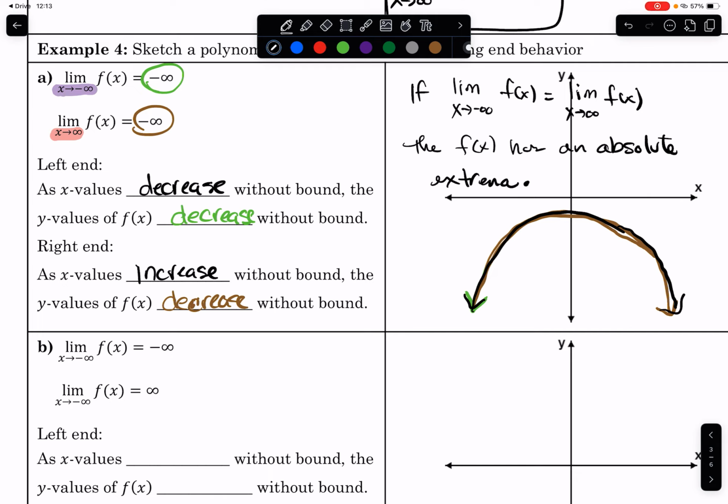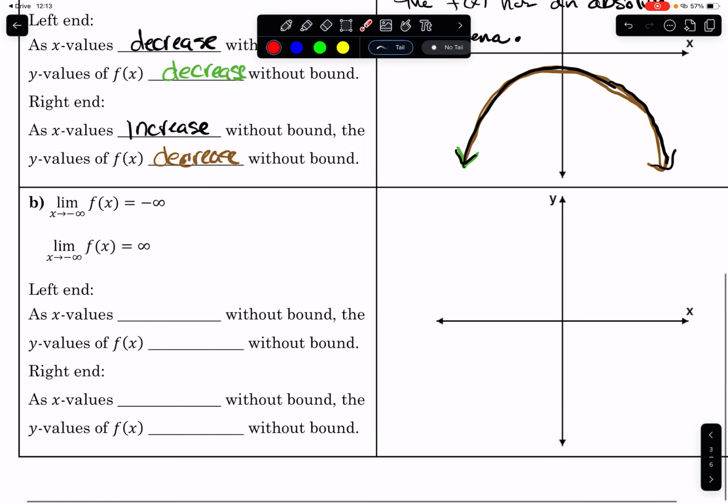Whether that's an absolute max or an absolute min will depend on where the ends are pointing. If they're pointing down, then we'll have an absolute max, and if they're pointing up, then we'll have an absolute min. But it will definitely have one. Where that value is, we're not interested in right now, but just understand that it's definitely going to have an absolute extrema. And let's now finally do our last example for today.